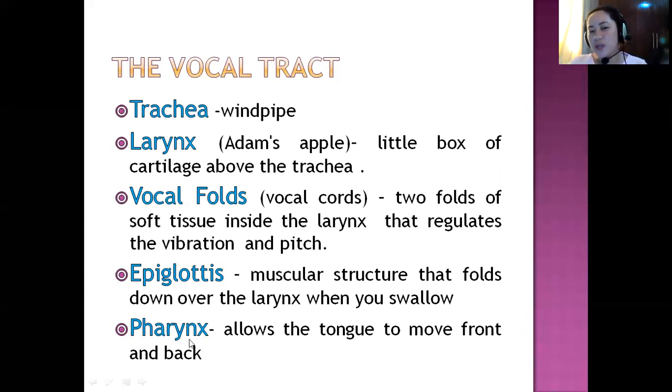So we also have the epiglottis. What is the epiglottis? The epiglottis plays a very important function.